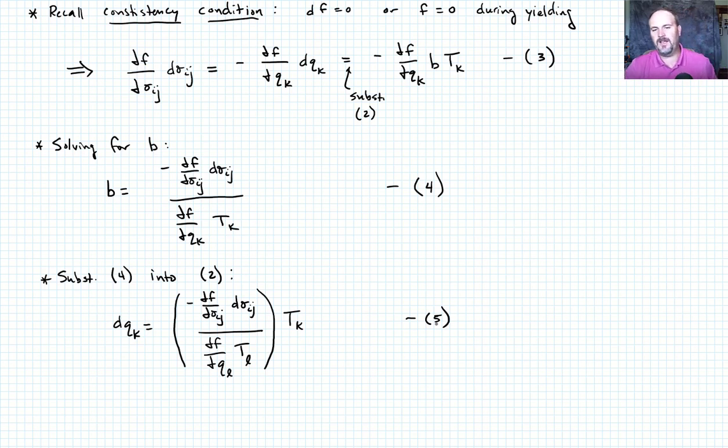And now we're going to go ahead and substitute equation 5 into equation 1, which was the original relationship that we had between the plastic strain and the internal state variable. Okay, so let's write that we can go ahead and substitute 5 into 1. Okay, and we get the following.